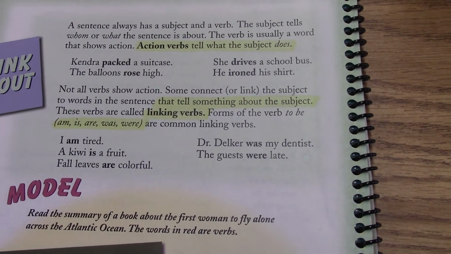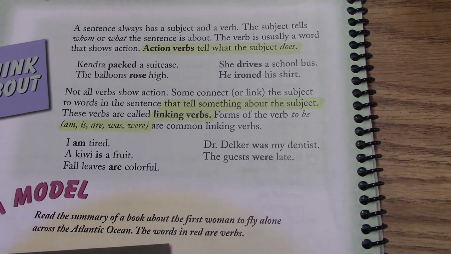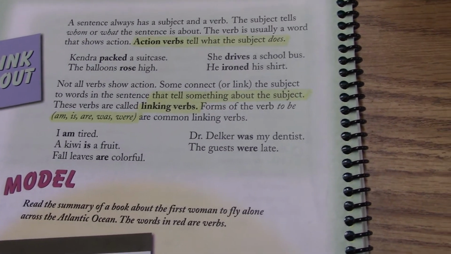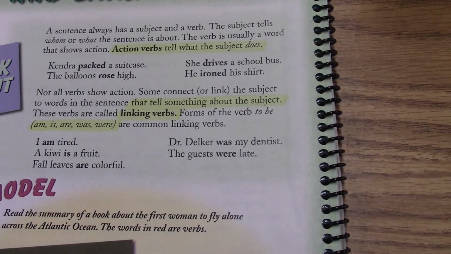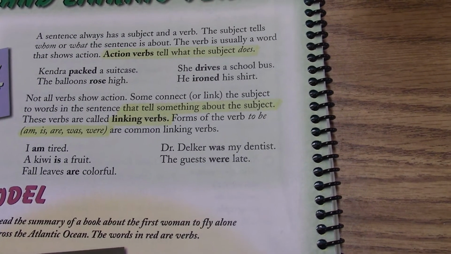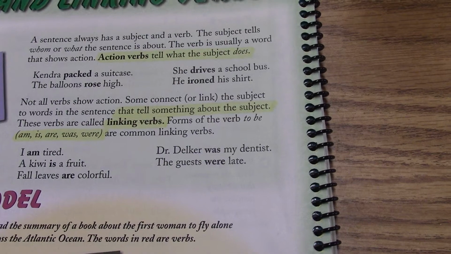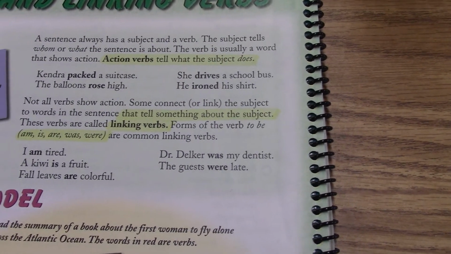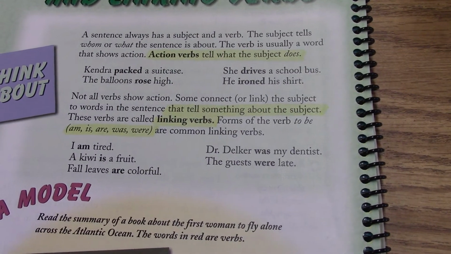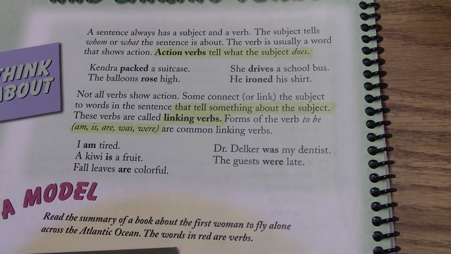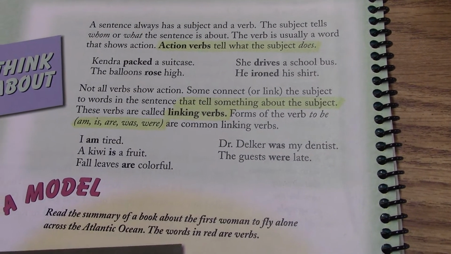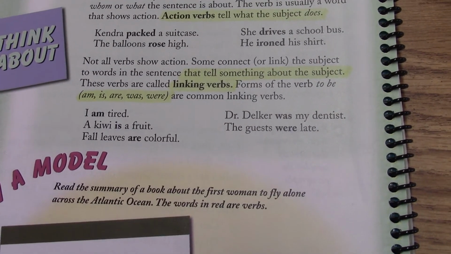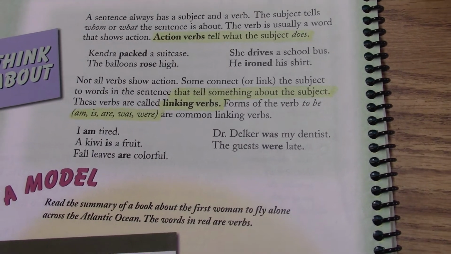Okay, but not all verbs show action. Some link. Okay, and link means like you hook together like a chain when you think link. All right, so some verbs link the subject to the words in the sentence that tell something about the subject. And common linking verbs are am, is, are, was, were. I am tired. A kiwi is a fruit, and so on.